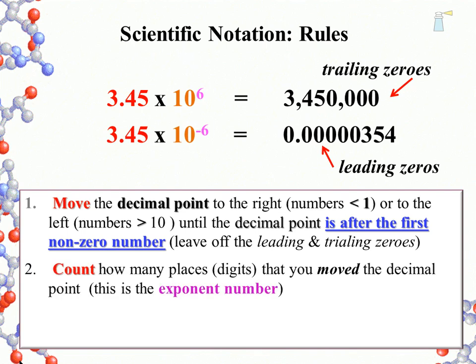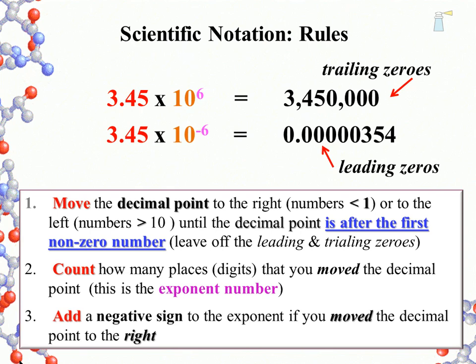Rule 2. Count how many places, that's how many digits, that you moved the decimal point. This is going to be the exponent number. Rule 3. Add a negative sign, or a minus sign, to the exponent if you move the decimal point to the right, not to the left. Moving the decimal to the right means that the number in decimal form is smaller than the coefficient when written in scientific notation. For 3.45 times 10 to the negative 6, the coefficient 3.45 is larger than the decimal version of the number.